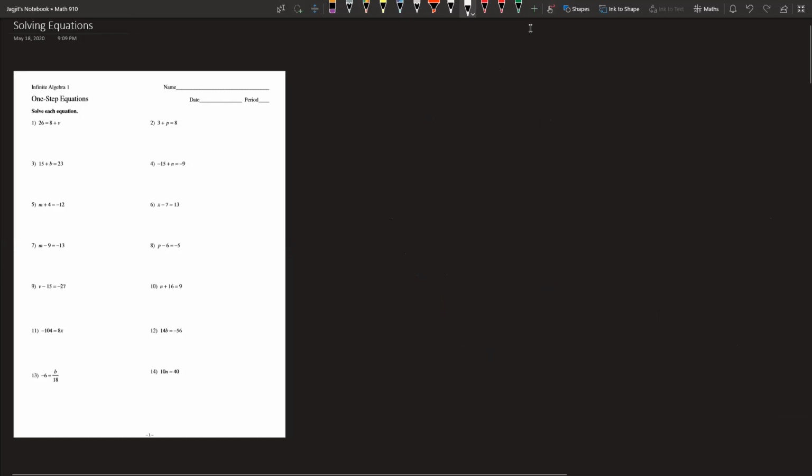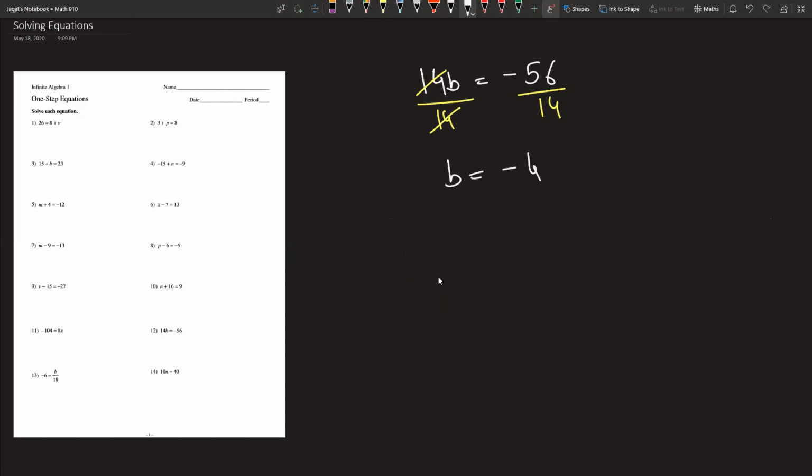All right, let's have a look at this now. We have 14b is equal to minus 56. Now, if you want to solve for b, what's happening? 14 is multiplying. So if you want to solve for b, you're going to divide both sides by 14. This cancels. So what's your b equal to? What's minus 56 divided by 14? Minus 4. Negative 4. Good.